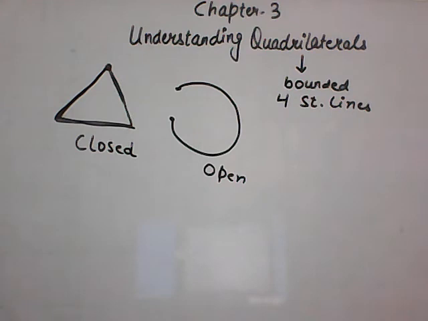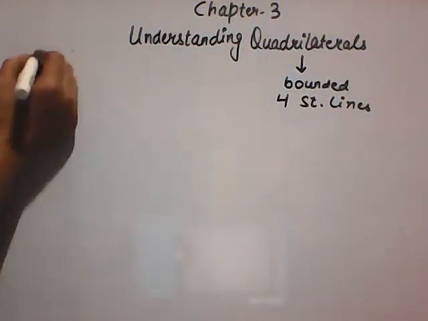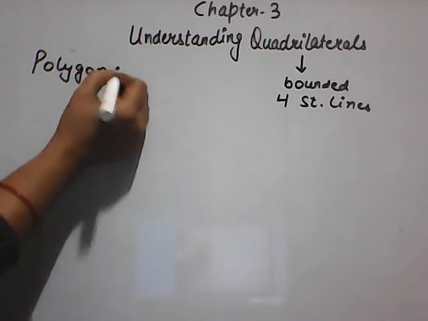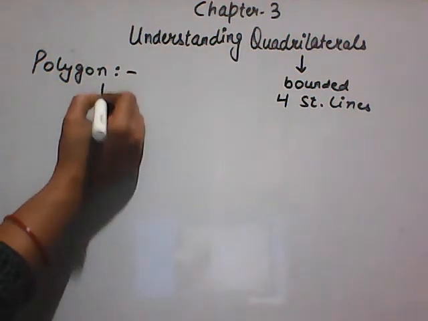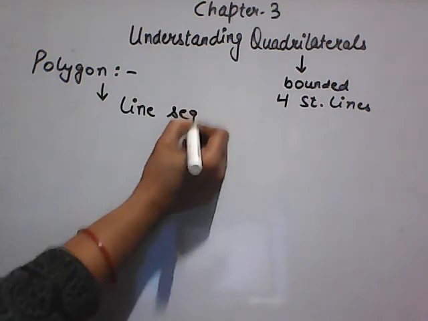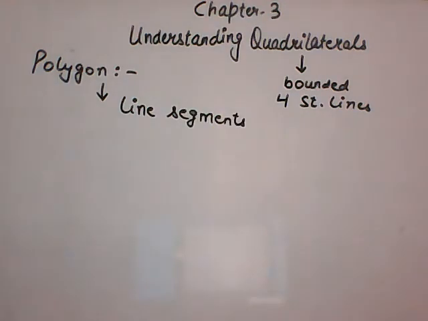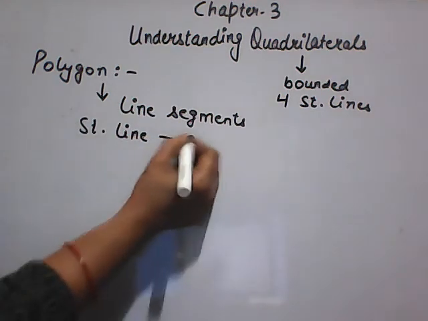Next is polygons. Now we are going to discuss polygons. Now, what do you mean by polygons? A simple closed curve made up of only line segments. A curve that is made by only line segments, at least 3 or more than 3 line segments, is known as a polygon. Each straight line is known as an edge of the polygon.